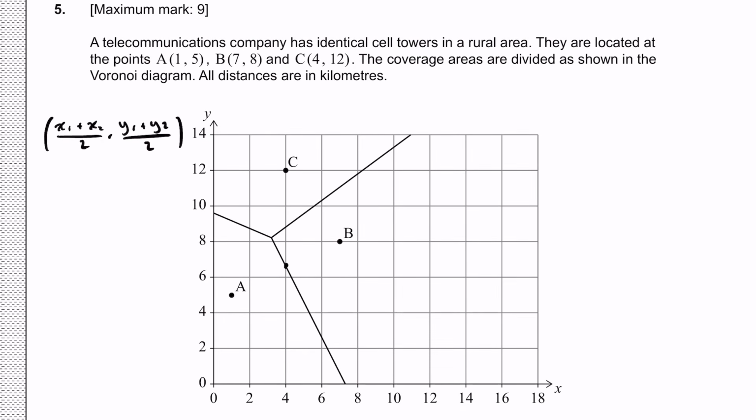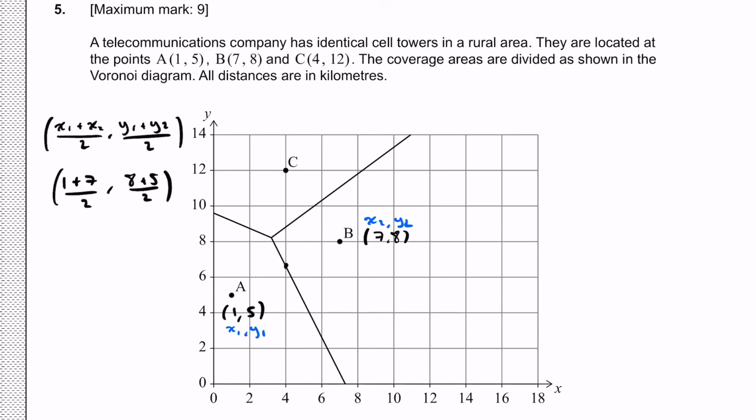Let's actually label these and then write out the values. So here we are. This is (1, 5). This is (7, 8). And now we can call this x1, y1. Call this x2, y2. And let's substitute. So x1 plus x2, 1 plus 7 over 2. And y1 plus y2 is going to be 8 plus 5 over 2.